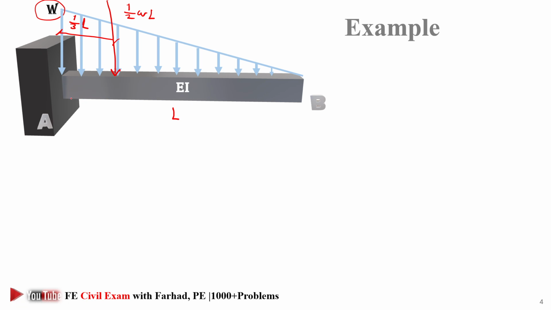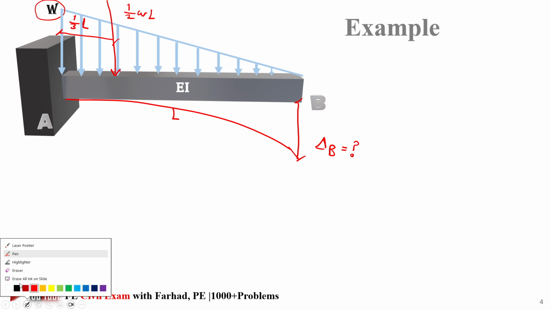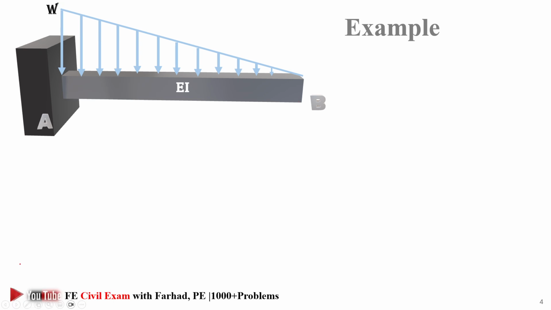We want to calculate the maximum deflection, which occurs at the free end B. So delta maximum at B is equal to what? One of the easiest approaches to get this answer is first getting the reaction at A. There is only one reaction, we call it R sub A, and that's equal to the resultant force, which is half of WL.